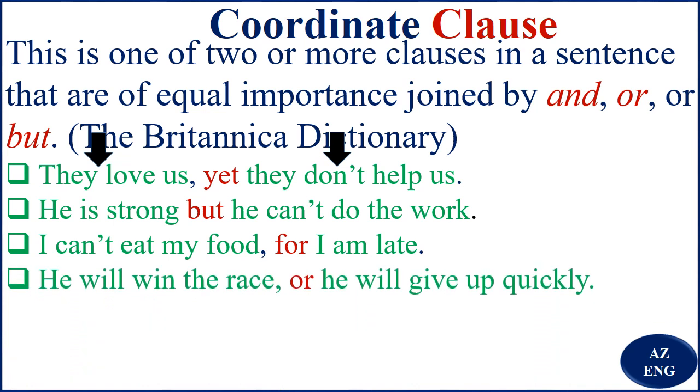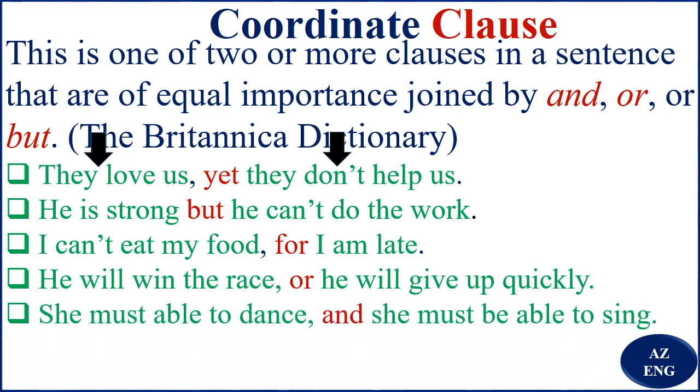He will win the race or he will give up quickly. He will win the race is an independent clause. He will give up quickly too is an independent clause. We say both of them are coordinate clauses. She must be able to dance, and she must be able to sing. She must be able to dance is an independent clause. She must be able to sing too is an independent clause. So both of them we say are coordinate clauses.